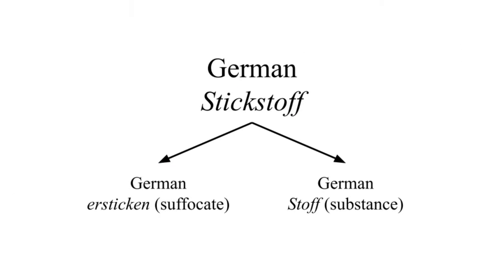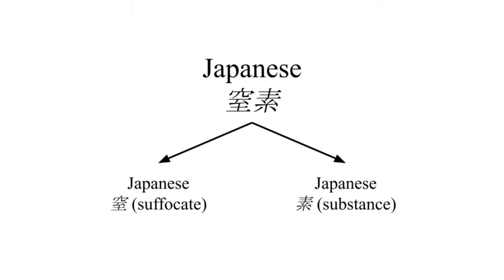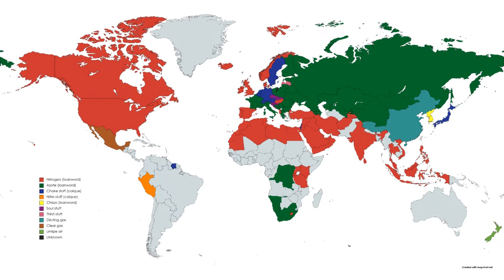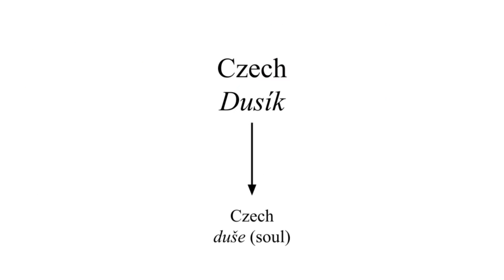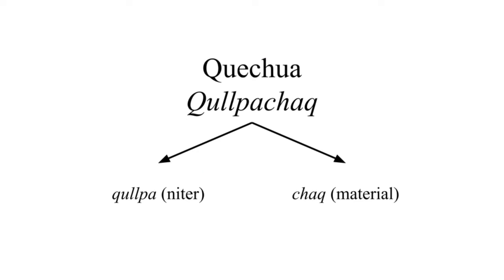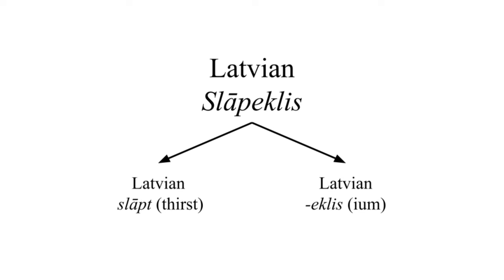The Germanic languages, as well as Japanese, which calques from Dutch when it can, use something equivalent to choking or suffocation. The same origin is used in Hebrew by coincidence. Czech, Slovak, Croatian, and Slovenian all use a word that's derived from sol, with an implication that there's a connection to a death or a lack of life. So that can be considered a calque of azote. Quechua, interestingly, is actually a calque of nitrogen, using the word culpa for saltpeter. Finally, Latvian slāpeklis comes from thirst.